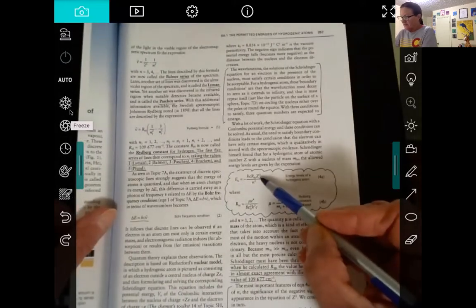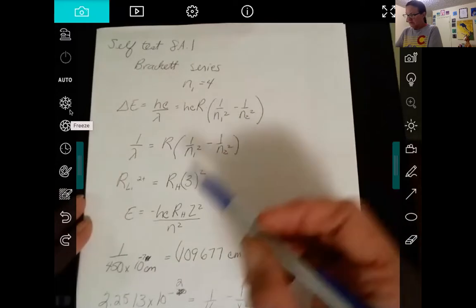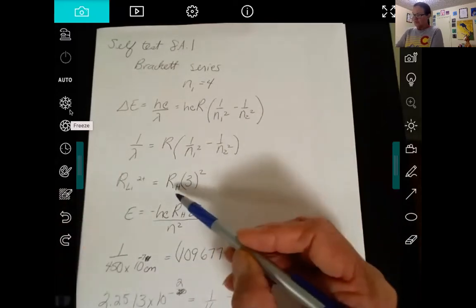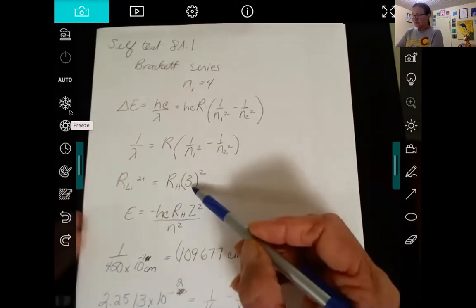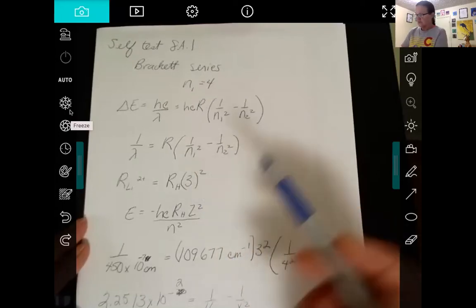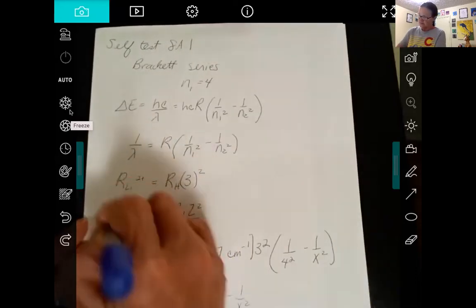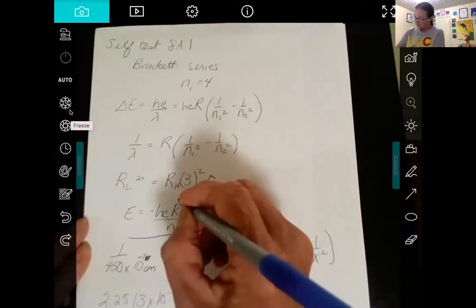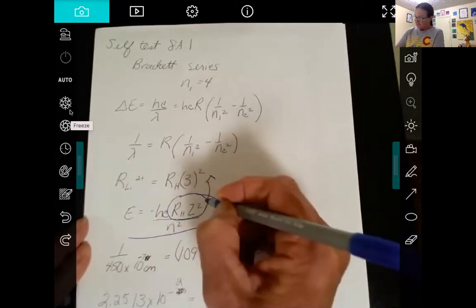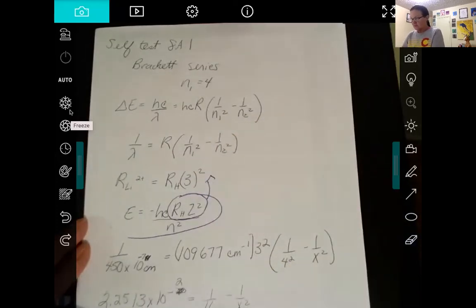So this z squared has to come into play because we're not dealing with hydrogen. So take hydrogen's constant multiplied by 3 squared because lithium has a +3 charge on it. We end up with energy should be equal to negative hc, Rydberg constant, z squared. Whoops, we don't end up with that. That's what we used, I'm sorry, to get this. So this combination will be the Rydberg constant for something other than hydrogen.